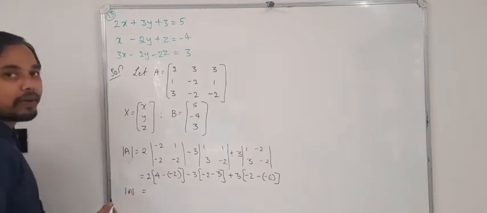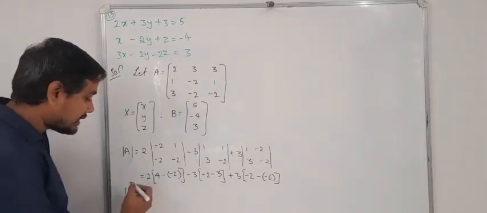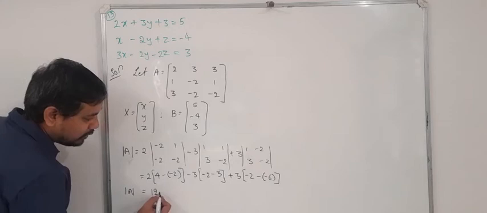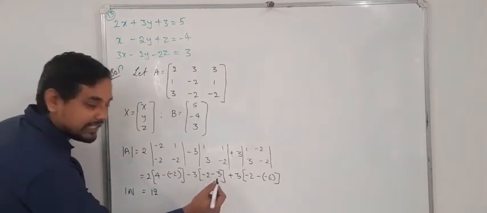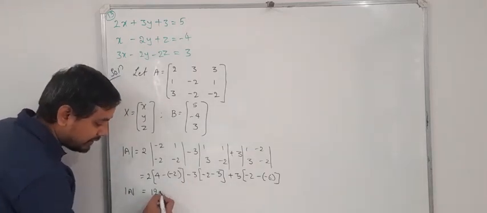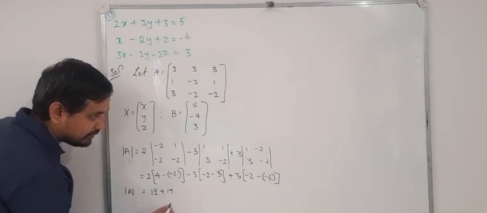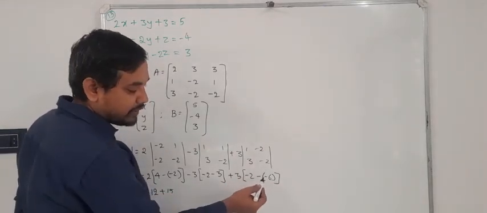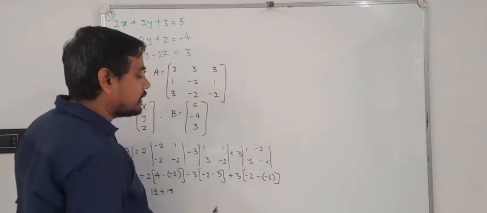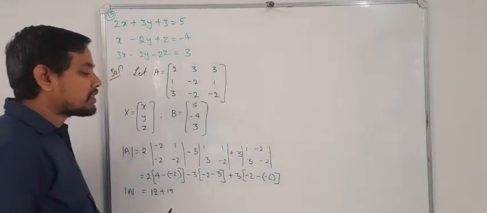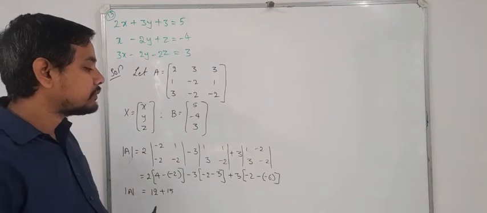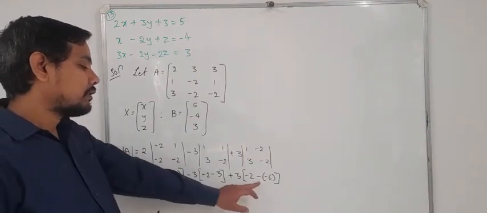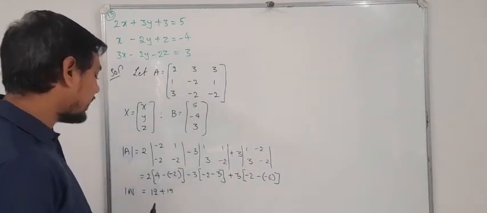So this is determinant A. 4 minus of minus 2 is 4 plus 2, that is 6. 6 into 2 is 12. Minus 2 minus 3 is minus 5. Minus 5 into minus 3 is plus 15. Minus 2 minus of minus 6 is minus 2 plus 6. So minus 2 plus 6, how much do you get? You get plus 4. 4 into 3 is 12.